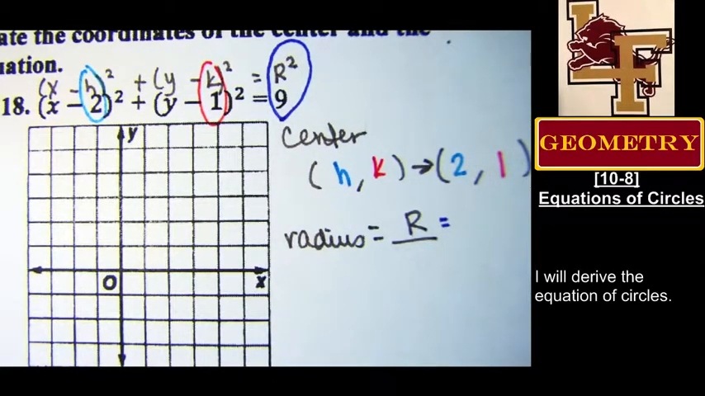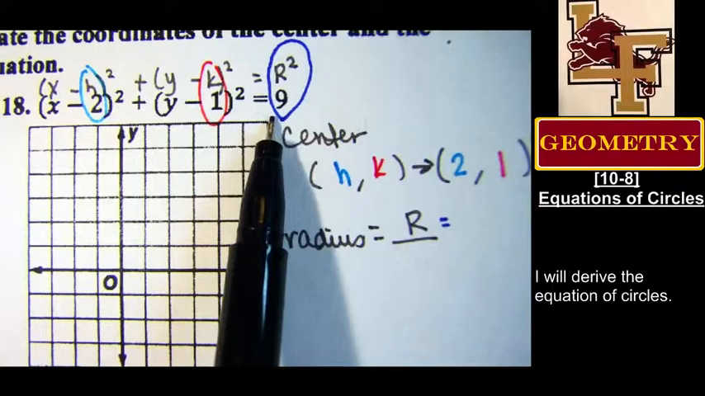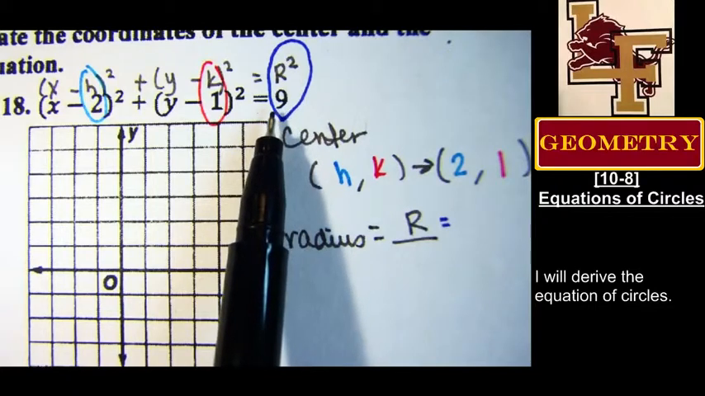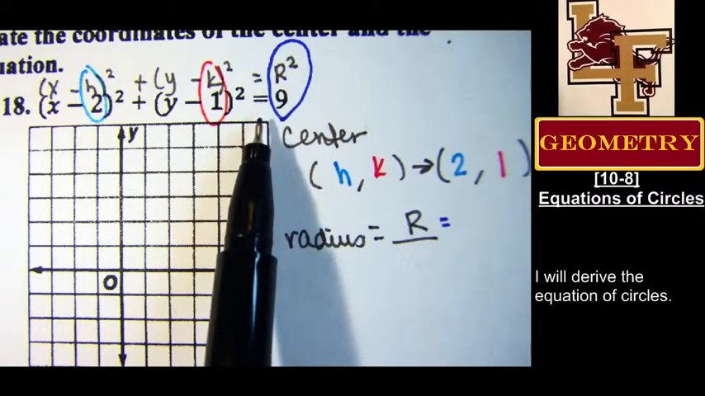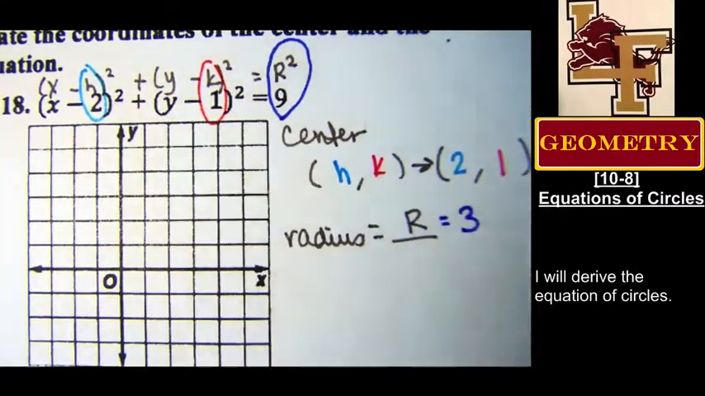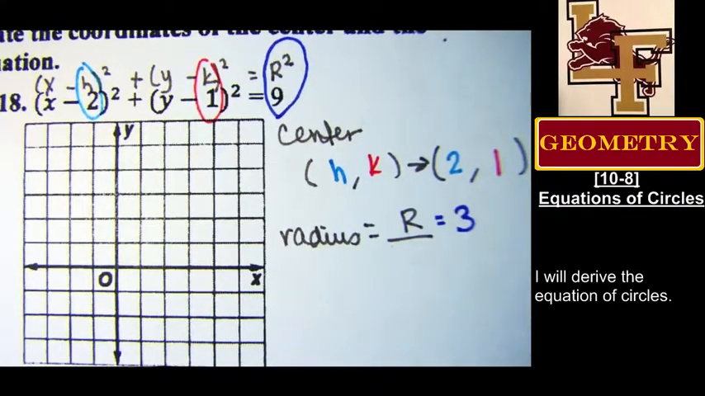Okay, I've got 2 different answers. I heard someone say 9, I heard someone say 3. Notice that the formula says radius squared. 9 is not the radius. 9 is whatever the radius is times itself. So what number times itself gives you 9? 3. Because 3 times 3 is 9. Fantastic. Let's draw this picture.